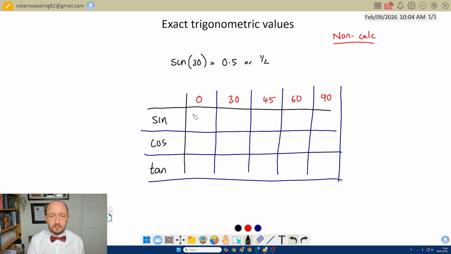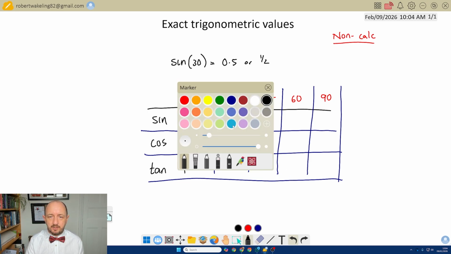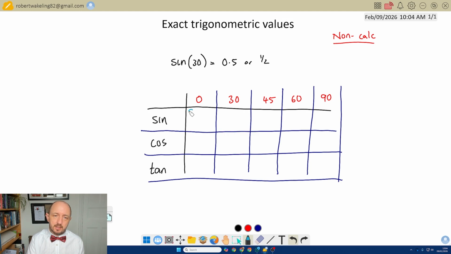And I'm going to just put this kind of in the top left corner for now. 0, a half, root 2 over 2, root 3 over 2, and then 1, like that. That is the exact trig values for sine. So sine 60, you have to be able to say that's root 3 over 2, like that.